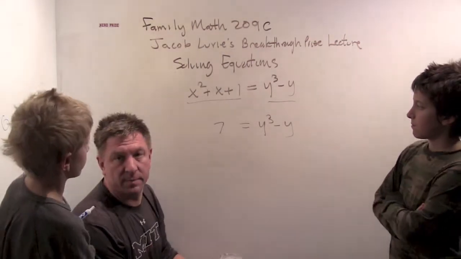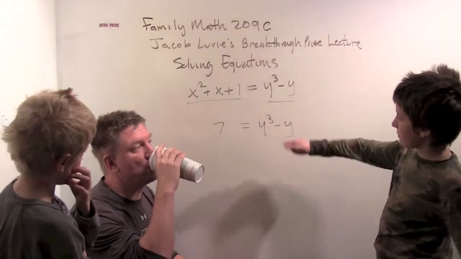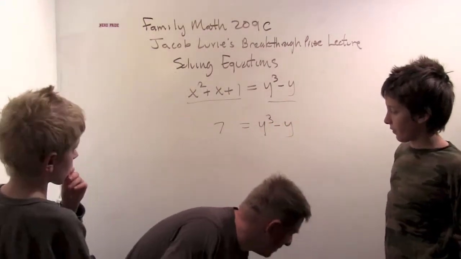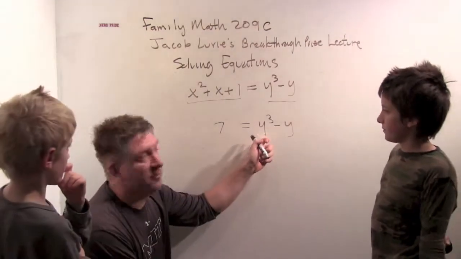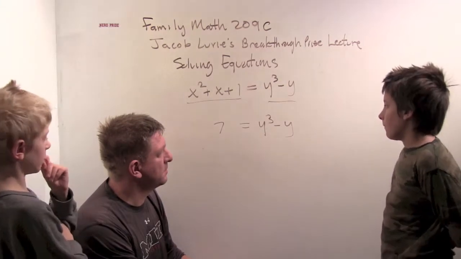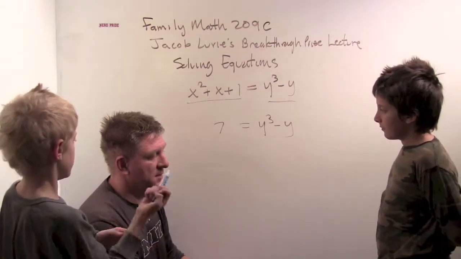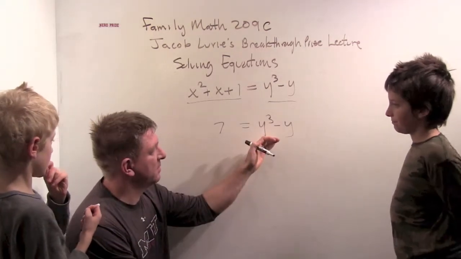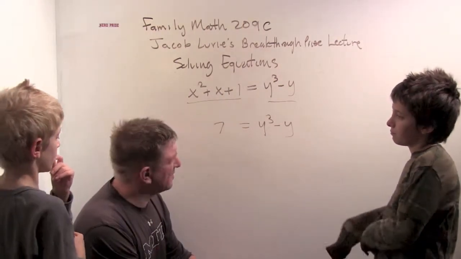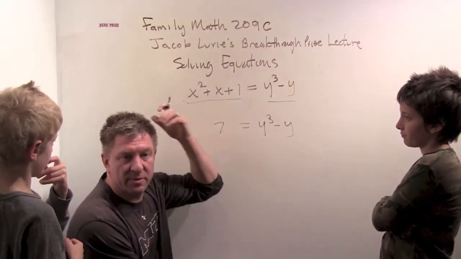Maybe 3. We get 27 minus 3. Still a little too far away, and it looks like if we go to 4, we're going to get even farther away. So we could try 1, which would be 0. So we can't work it for 2. Doesn't seem like we could solve it for x equals 2.